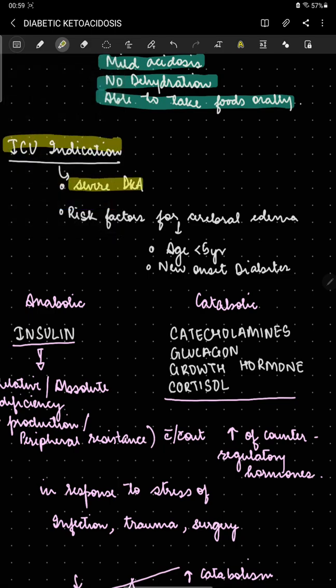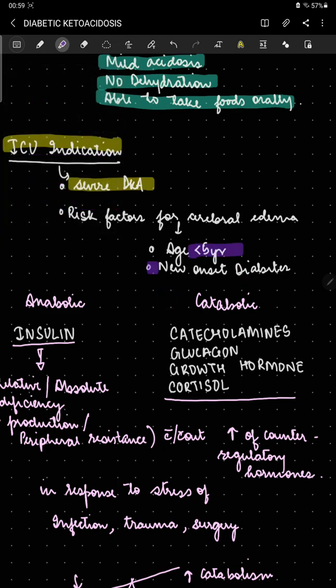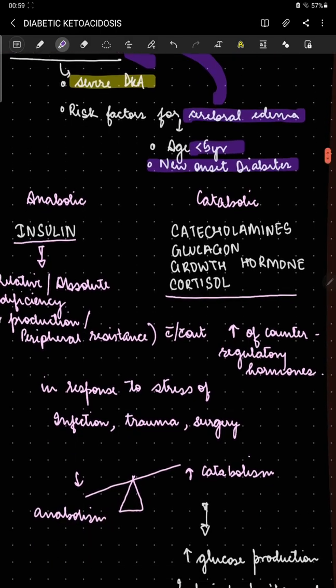Obviously, the ones with severe DKA would require ICU admission. Also, children who are at increased risk of developing cerebral edema, like children less than 5 years of age and those with new onset diabetes, are at a higher risk, so they should also get an ICU admission. Okay.